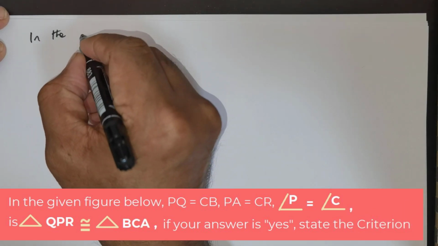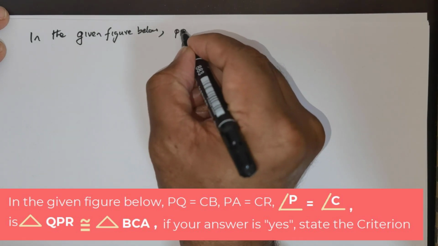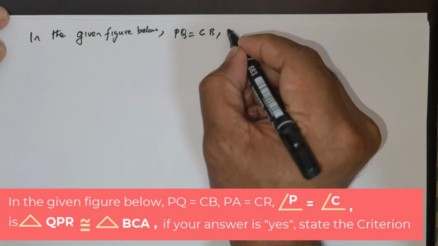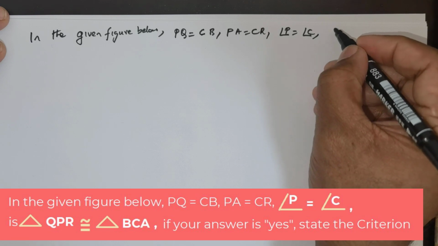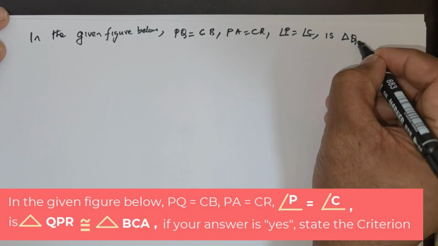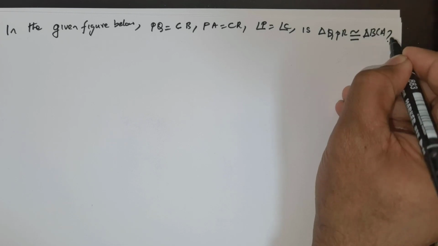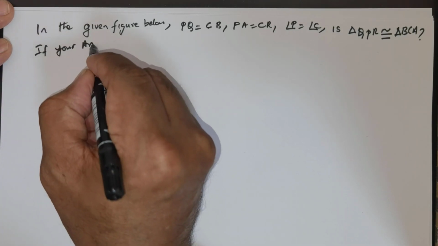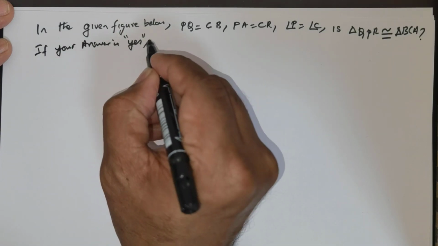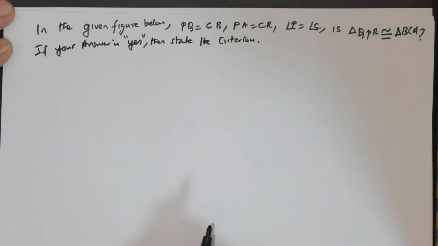Enjoy your day. Students, we have a beautiful question. Let me state that question. In the given figure below, PQ is equal to CB, PA is equal to CR, angle P is equal to angle C. The question is, is triangle QPR congruent to triangle BCA? This is the question that's been asked. If your answer is yes, then state the criteria or criterion, right?